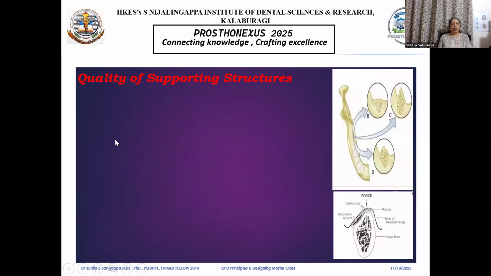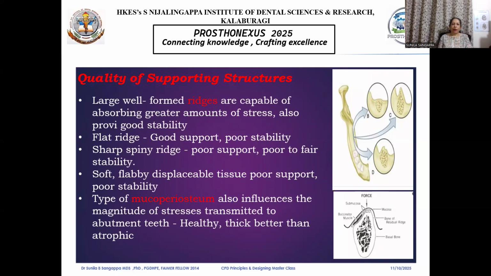Another important characteristic that has to be remembered is the quality of supporting tissues. So it is said that large, well-formed ridges are capable of absorbing a greater amount of stress. Also, they provide good stability, while flat ridges provide good support but poor stability. Sharp spiny ridges offer poor support and also poor to fair stability. Soft, flabby, displaceable tissue again offers poor support and poor stability.